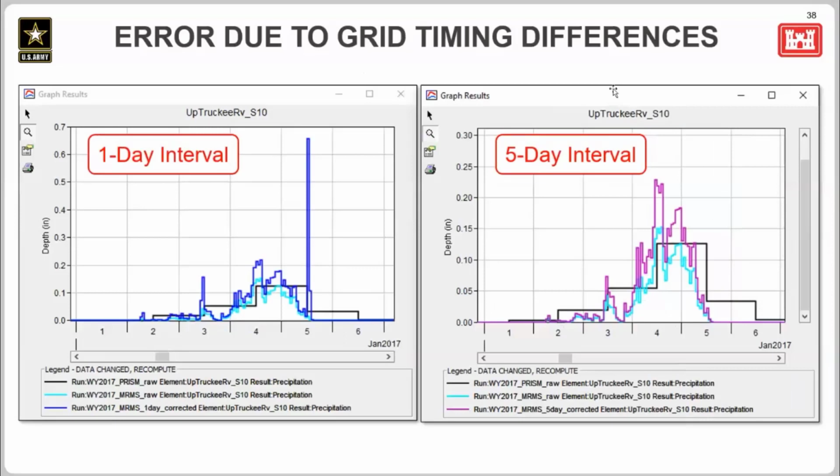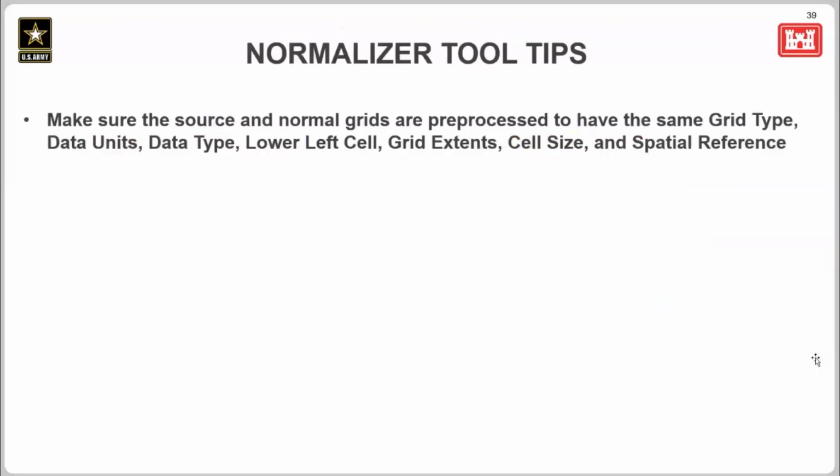So if I compare the results of using a 1-day normalization interval versus a 5-day interval, I can see that on the right, where I use a 5-day interval, my precipitation looks a lot better. I've got pretty evenly distributed increase in precipitation. It follows the same shape as my original grid without having these big spikes or apparent errors.